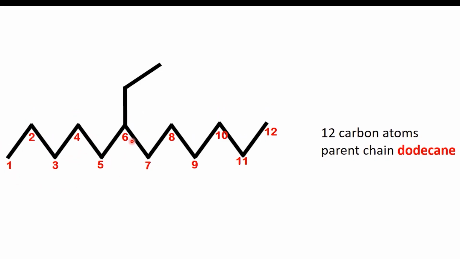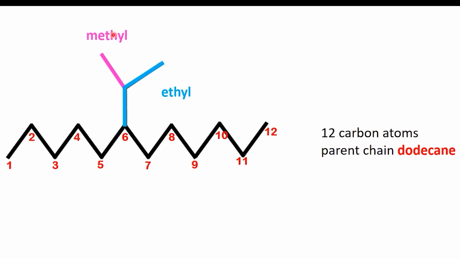Since the substituent at this point is a simple ethyl group, the name of the compound is 6-ethyldodecaine. Now, let's make it more interesting. What if we modify the substituent and turn it into a complex substituent? Imagine that the ethyl group itself has a branch, a methyl group attached to its first carbon.